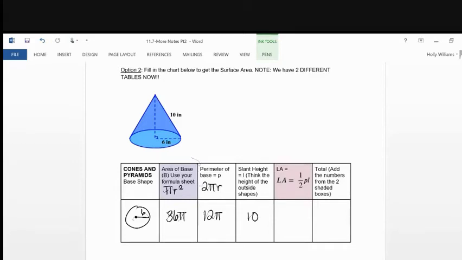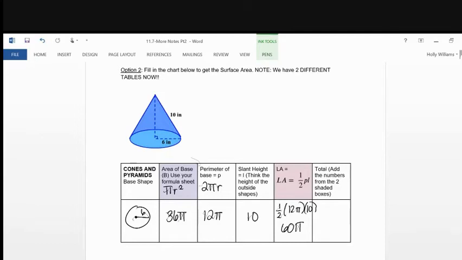Okay, let's finish this one. I want to tell you how your homework is going to be a little bit more complicated. So next one is do your lateral area. That's 1/2 PL. So plug it in. Are you okay with 1/2 times 12 pi times 10? I got 60 pi. Yep, perfect.